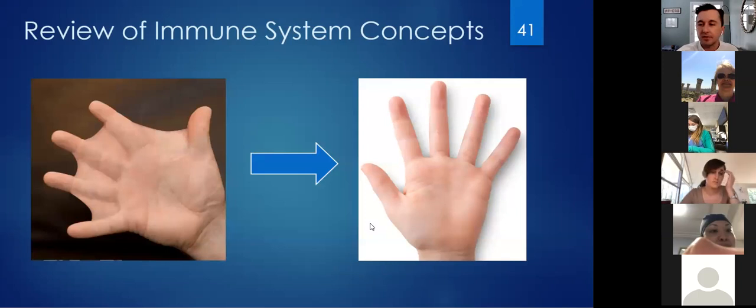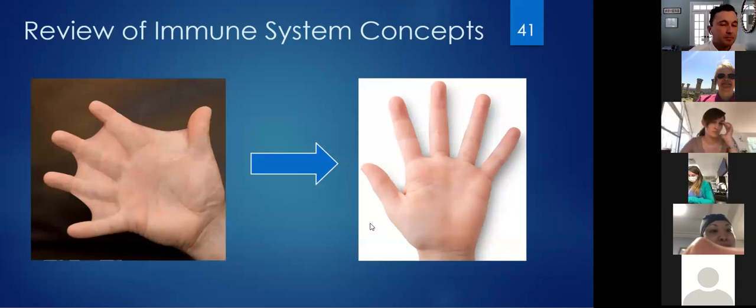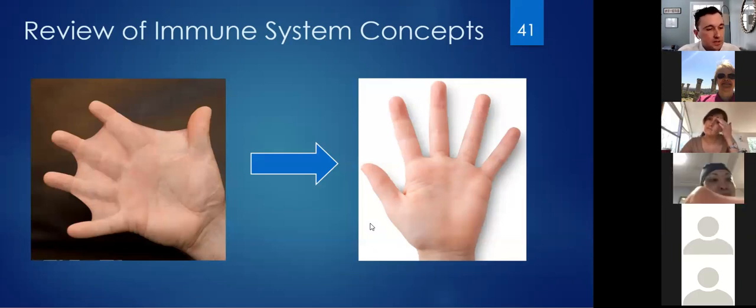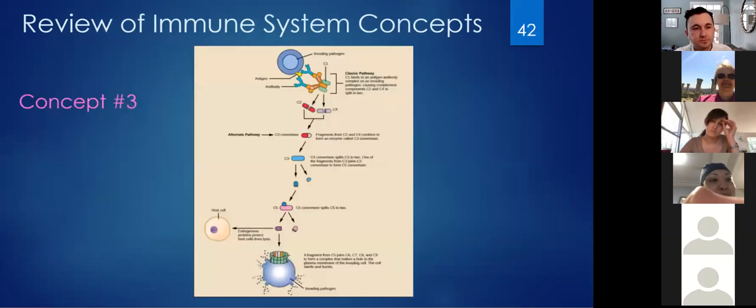Obviously the picture on the left here is fake, but embryos that are in the womb have webbed fingers and toes with skin between the digits, and through apoptosis, you come out with these nice, beautiful hands. So that's the difference between the two, and we'll talk about why that's relevant.